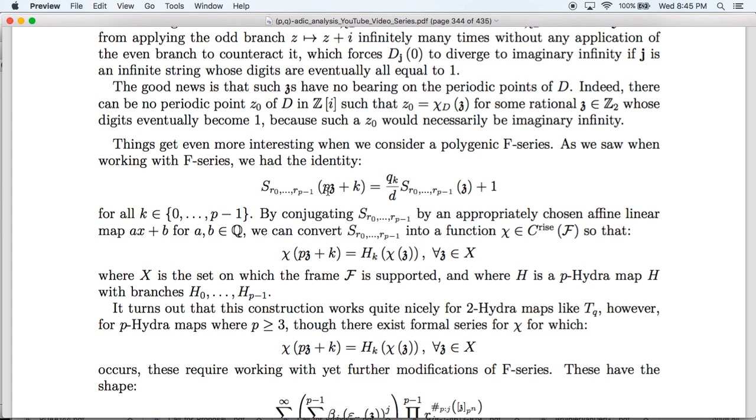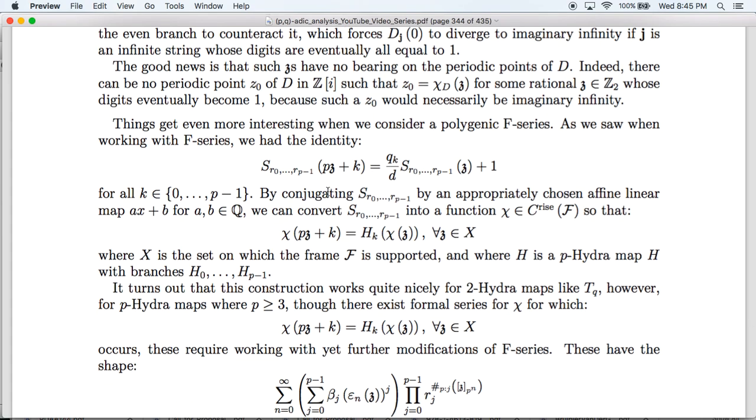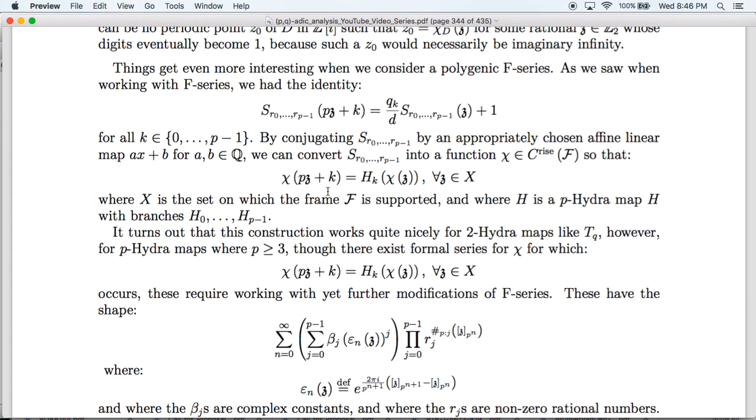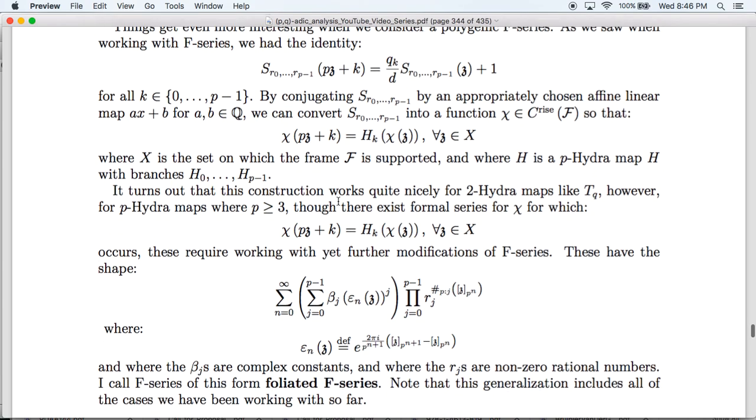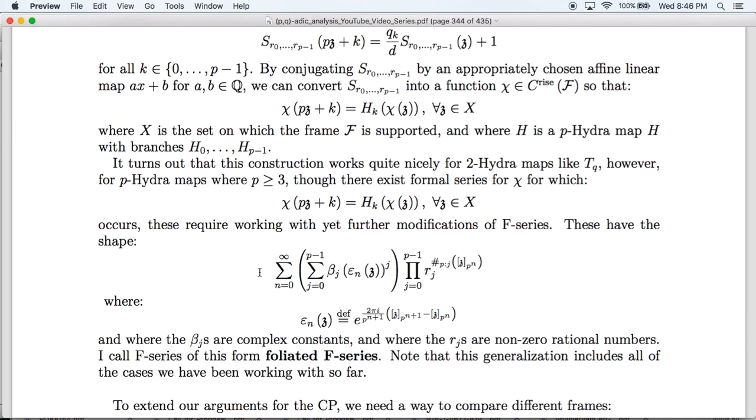have a limited freedom. However, there's a way to modify the F-series construction even further to get an F-series that can be conjugated to pretty much any P-branched hydra map for any P. And I call these foliated F-series. These I covered in my dissertation. The trick here is that it's going to be the sum from n equals 0 to infinity. Again, we have our product of RJs, but we modify this by the inclusion of this factor right here.